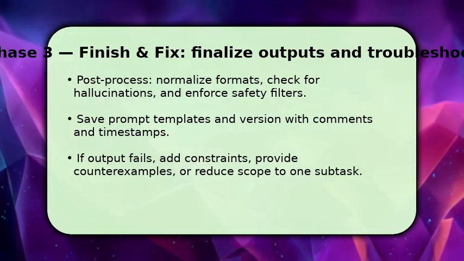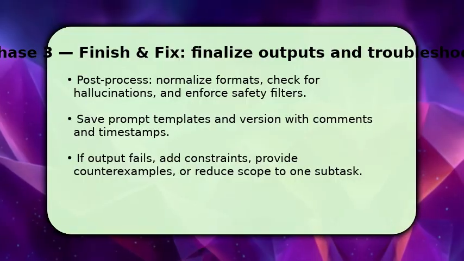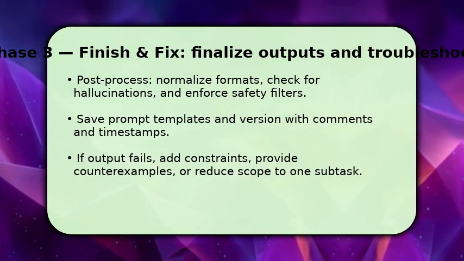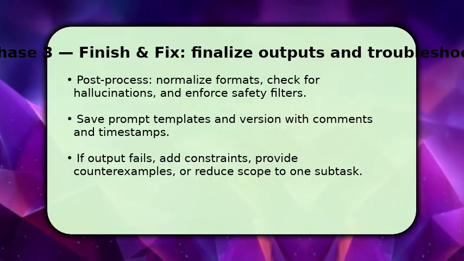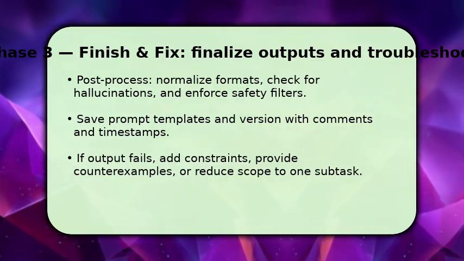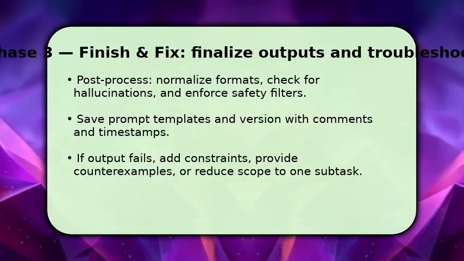If something goes wrong, troubleshoot by narrowing scope, adding explicit constraints, or giving counterexamples that show undesirable outputs. Make sure to test one change at a time. This isolates cause and effect. Finally, rerun a quick validation test and lock the prompt when it meets quality standards.